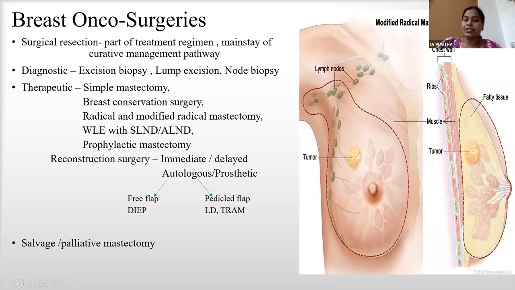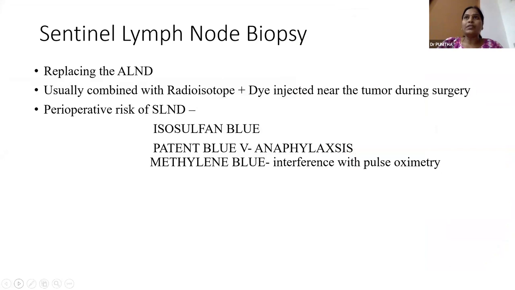They may come for reconstruction surgery, either along with the primary surgery or at a later date. It can be single stage or multiple stage. They can have a prosthetic implant or autologous grafts, pre-flap or pedicle flap. Now, since the anesthesia for reconstruction surgeries has been covered extensively in the last session, I would like to concentrate more on the anesthesia for primary breast onco surgeries. They might come for palliative mastectomy also. Next slide.